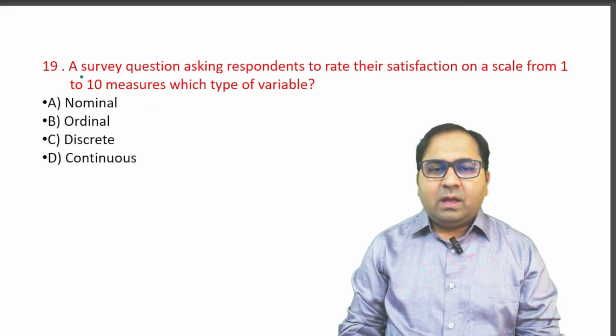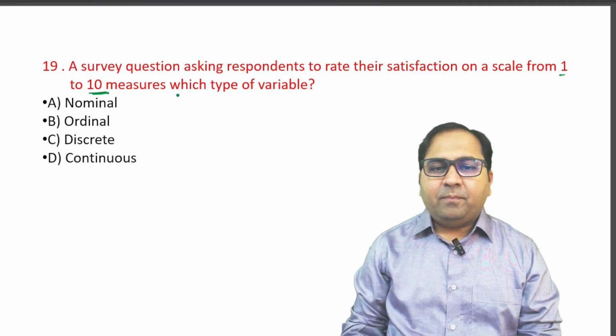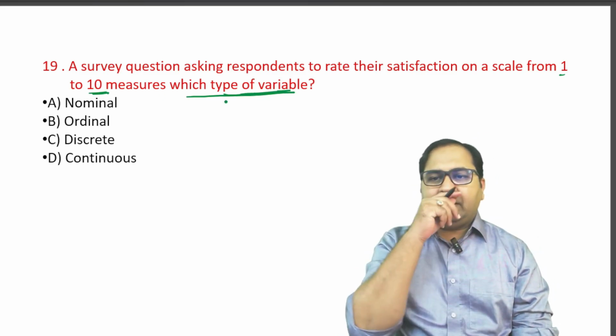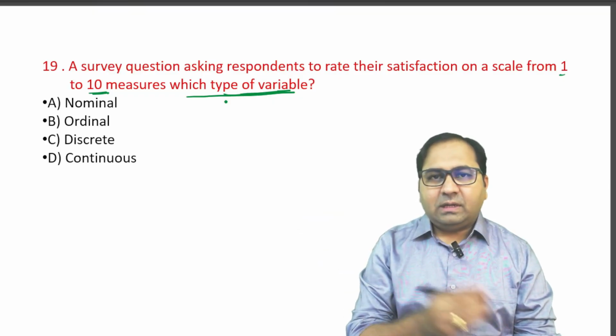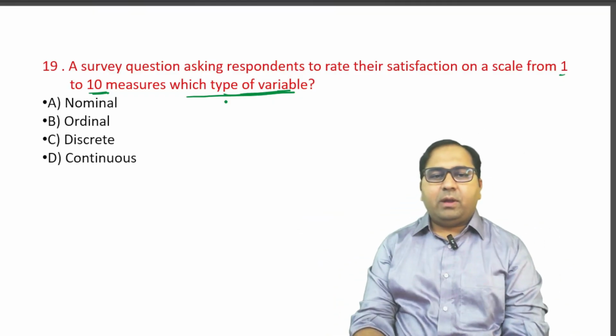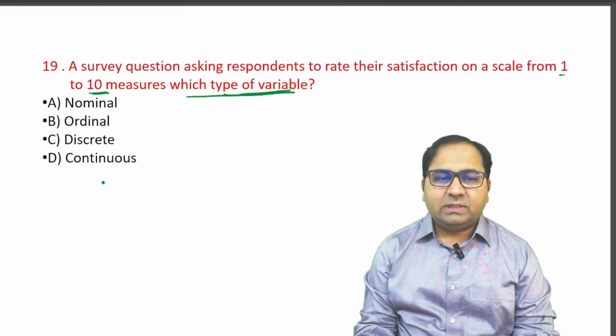Next question. A survey question asking the respondents to rate their satisfaction on a scale from 1 to 10 measures which type of variable, like pain scale from 1 to 10. Okay, that is one example. So what are the options? A nominal, B ordinal, C discrete or D continuous. So what is the answer for this question?